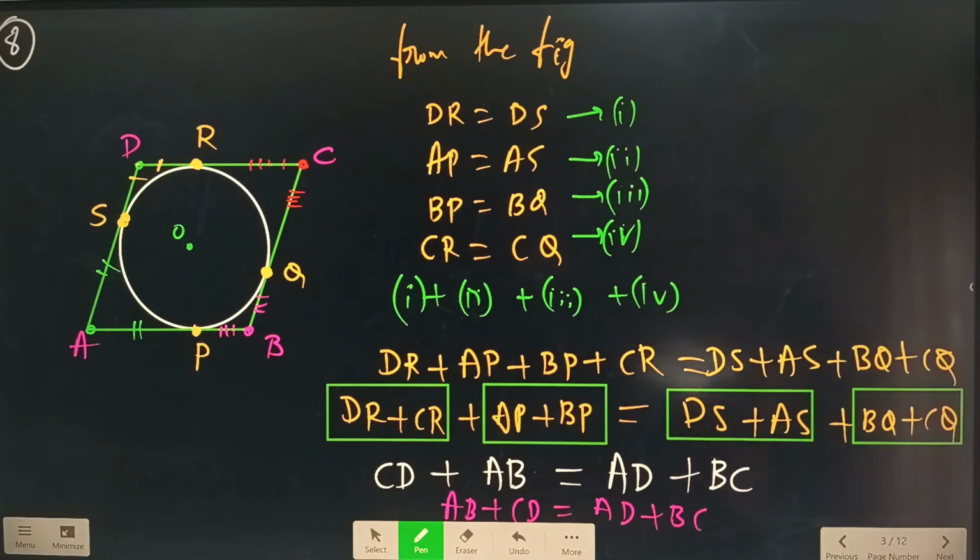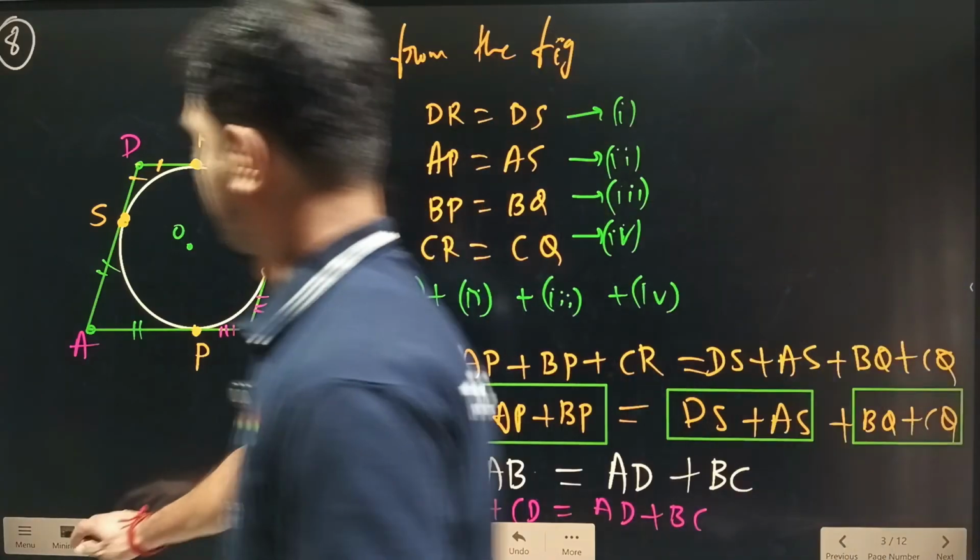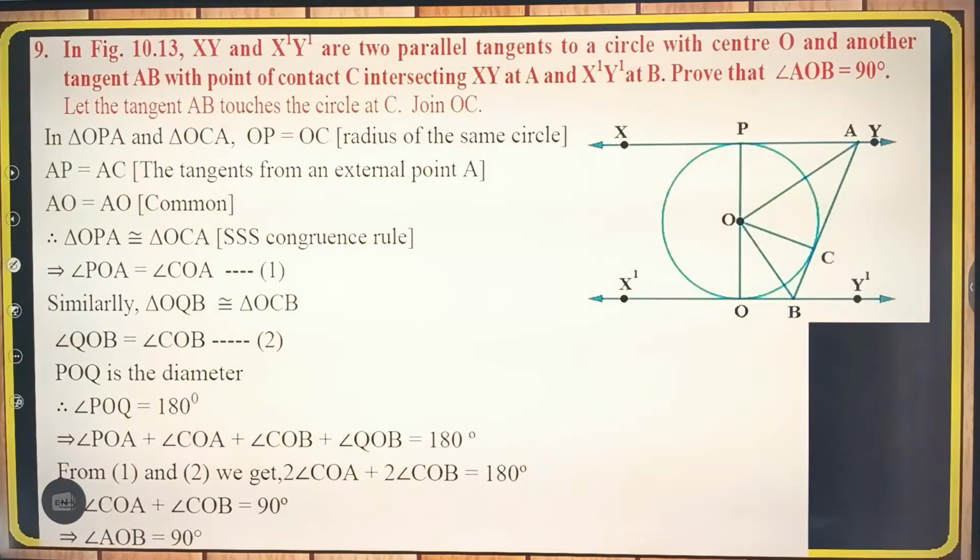Should I complete it? Continue? Should I continue? Completed? Okay, next question. Let's continue with the ninth one.